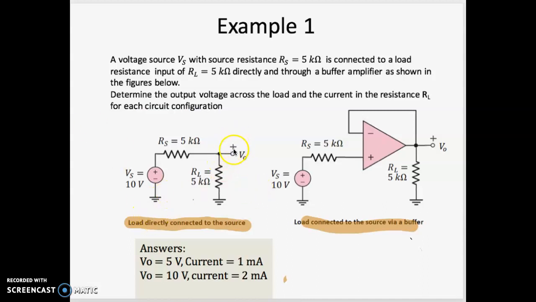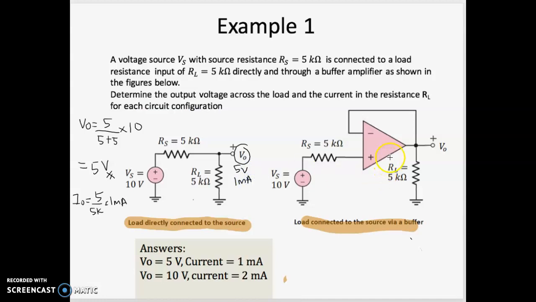First, we are going to compare the value of Vout here. How are you going to calculate Vout? You just use the voltage divider. By using the voltage divider, 5 divided by 5 plus 5 multiplied by the voltage source, you get 5 volt. How can you get the current? Iout equals V over R, so 5 divided by 5K, you get 1 milliampere. So the voltage here is 5 volt, the current here is 1 milliampere.